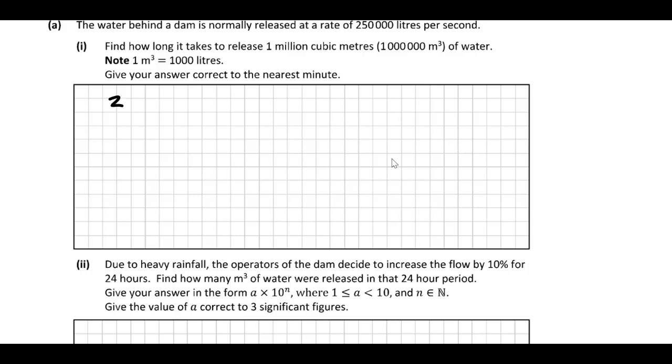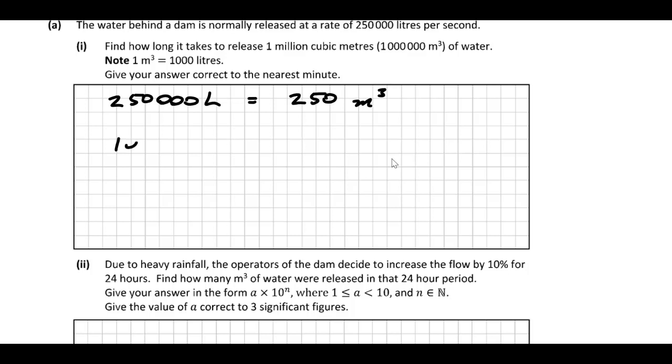Now if you take your 250,000 litres and just convert that to cubic meters, let's have a look at that. We know that 1 cubic meter is 1,000 litres, so we just divide by 1,000, so it's 250 cubic meters. 250 cubic meters is 250,000 litres. What have we got to do? Find how long it takes to release 1 million cubic meters. So the water is released at a rate of 250 cubic meters every second. So we want to know how long is it going to take to release 1 million cubic meters.